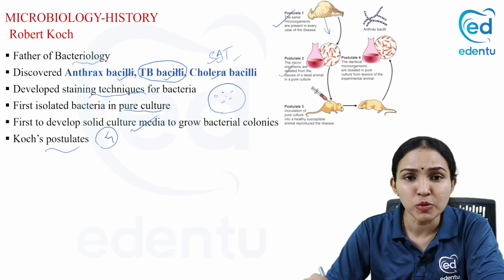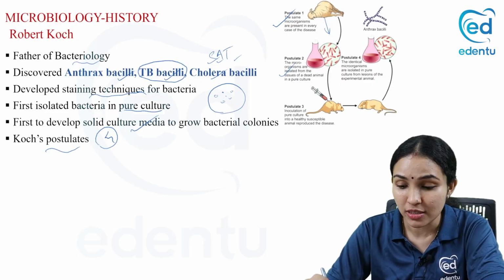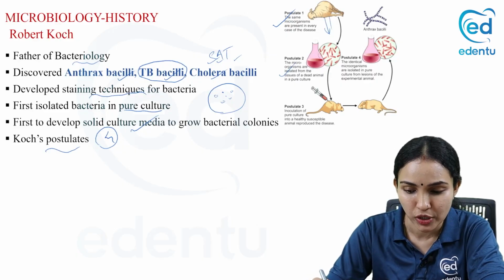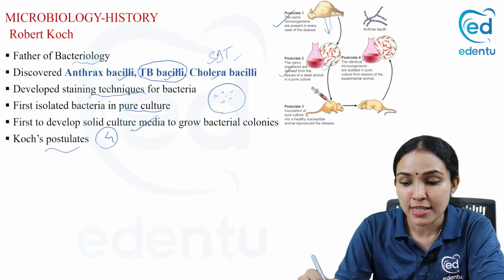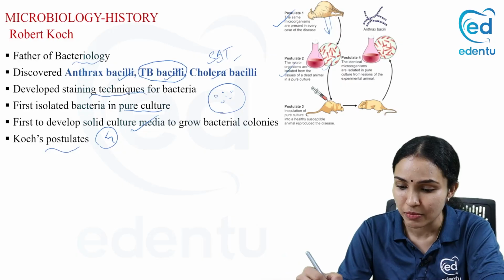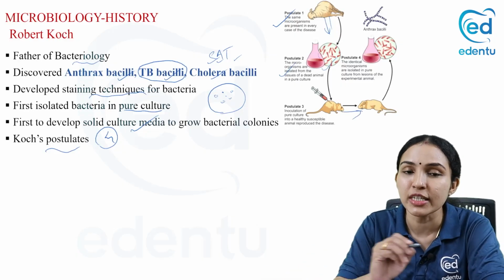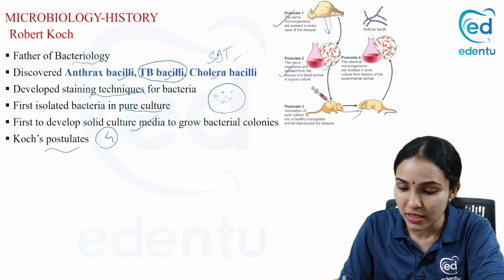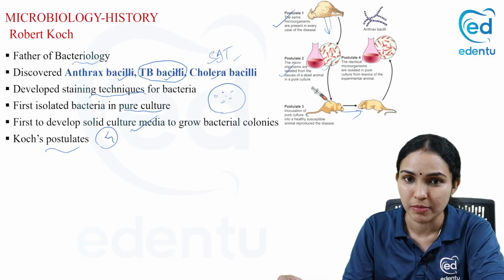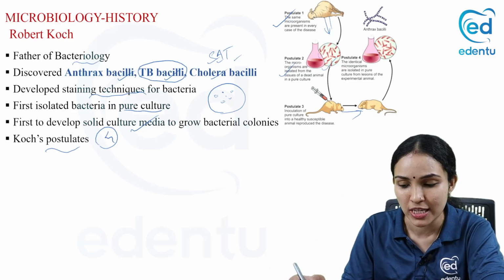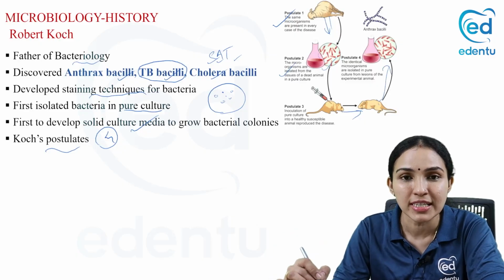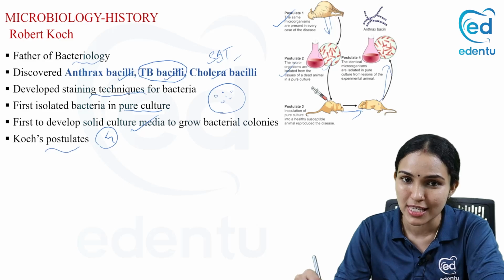So what is the third postulate? Now we have grown the organism in culture from the sample obtained from a diseased animal. Suppose you inoculate this culture into another healthy animal, that animal should also develop the disease. See, this is the second animal. When you introduce this culture into this animal, that animal also develops the disease. That is the third postulate. Again, you should be able to re-isolate the organism from this second animal.